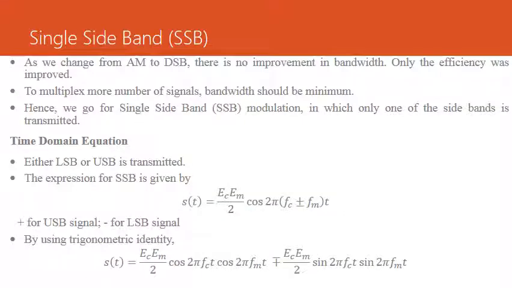Now we'll discuss single sideband AM. You may notice that as we change from AM to double sideband, there is no improvement in bandwidth. In both double sideband full carrier and double sideband suppressed carrier, the bandwidth is 2 times the modulating frequency Fm. So only the efficiency was improved, from 33.33% to 100% in the case of double sideband.